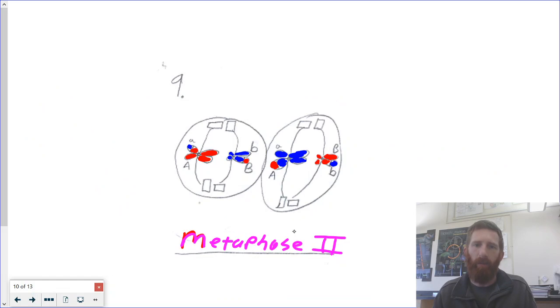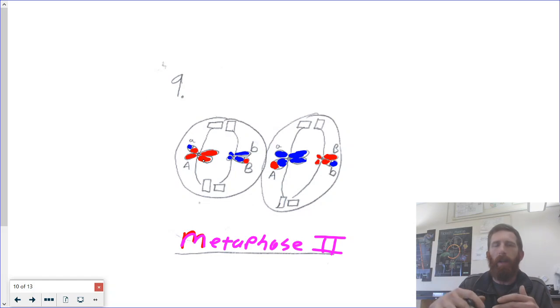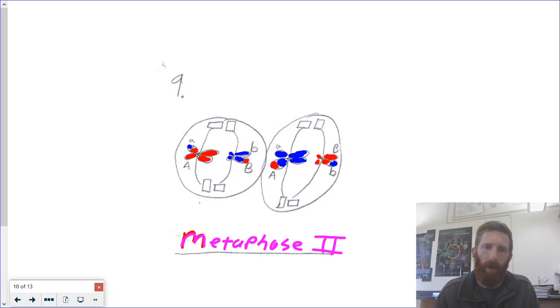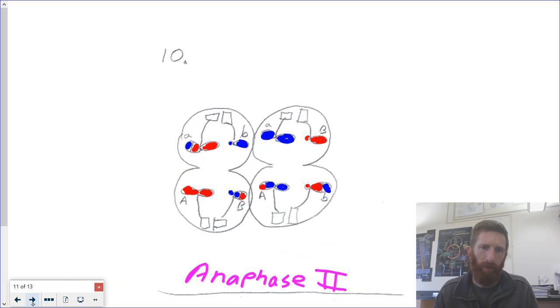And then, of course, we have metaphase 2, and here it's just like mitosis. So now we don't have tetrads because we don't have homologous chromosomes. We've separated all the chromosomes out. So now we just have our chromosomes lining up in the middle, right? Metaphase 2 is really simple, self-explanatory, and straightforward.